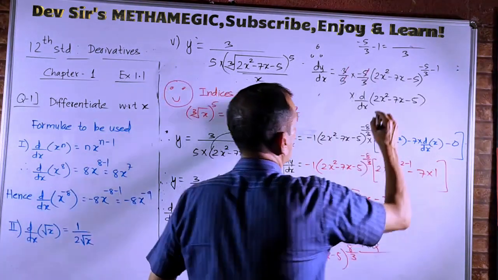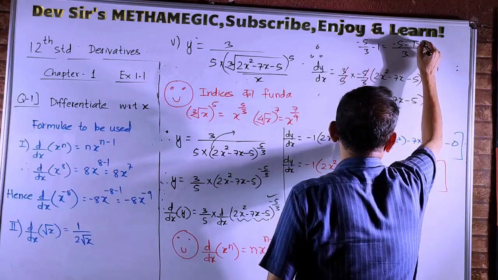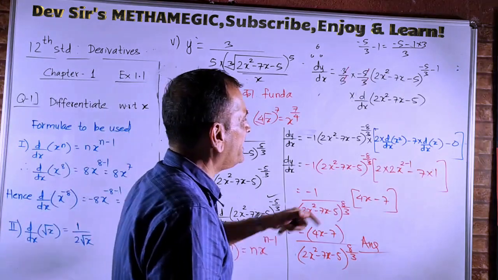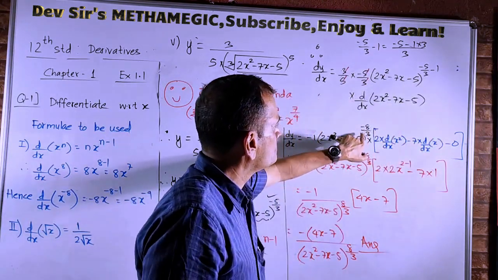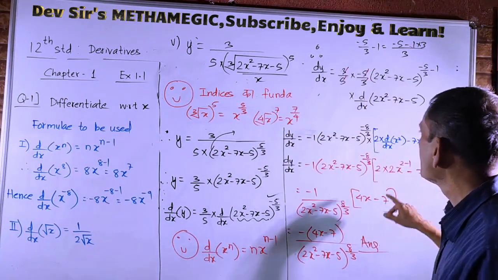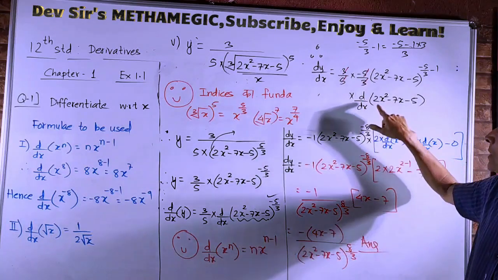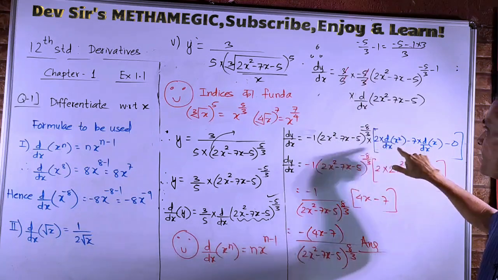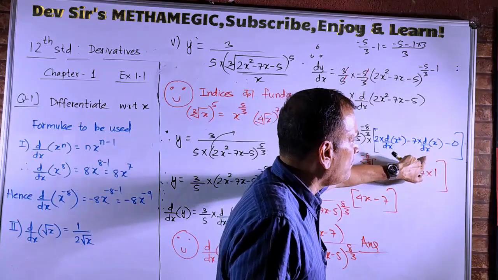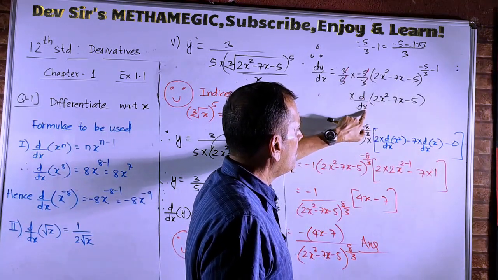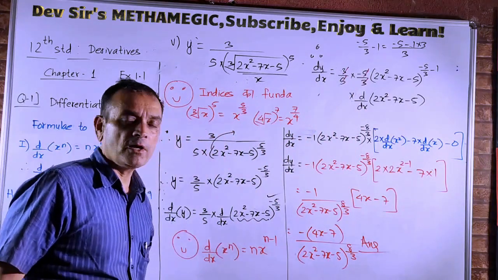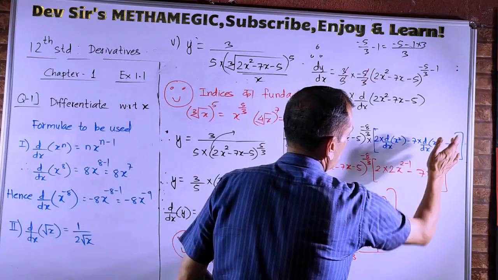So minus 1 into this bracket raised to minus 5 by 3 minus 1 calculate करो. Three LCM, 1 into 3, minus 5 minus 3 is minus 8 by 3. How do you take the derivative now? I told you 11 standard stuff. Open up the brackets. 2 is a constant, d by dx of x squared. Minus 7 is a constant, d by dx of x. d by dx of any constant, derivative of 5, 10, 100, 0. Derivative of any constant is 0.